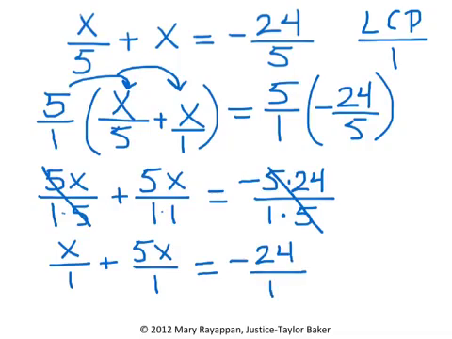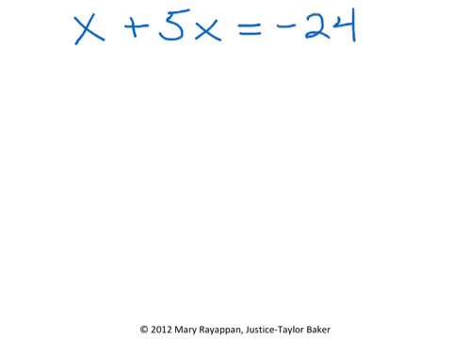Well, looking at all of these, you notice that I have x over 1 plus 5x over 1 equals negative 24 over 1. We can simplify each of these and get, instead, the following equation so that it'll be easier to do. X over 1 is going to simplify to just plain old x, plus 5x over 1 is 5x, equals negative 24 over 1 is just negative 24. So we have a much simpler linear equation to now solve.